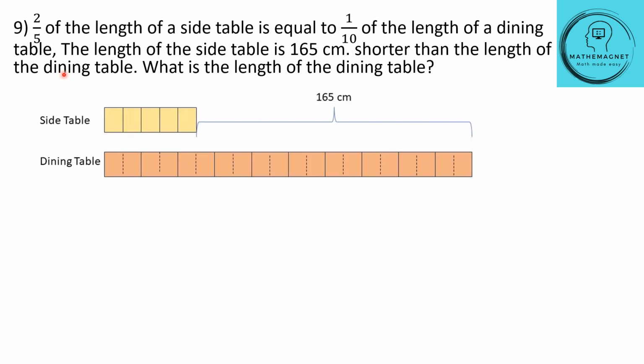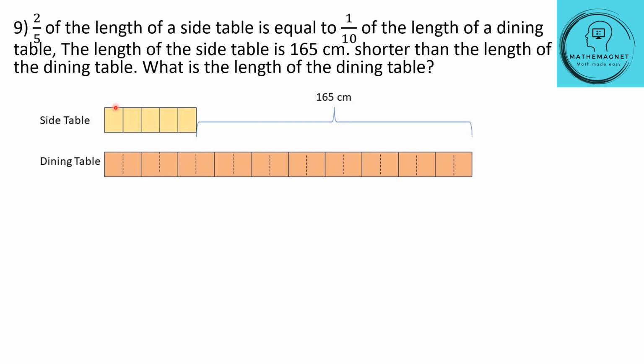The side table we know has 5 units and the dining table we know has 10 units. So we will draw 5 units for side table and 10 units for dining table. Now we are also aware that 2 units of side table is equal to 1 unit of dining table. Now to make this as like or similar boxes, we will divide this 10 units into half, so it becomes 20 units, correct? Each unit will split into 2 units, so it becomes 20 units.